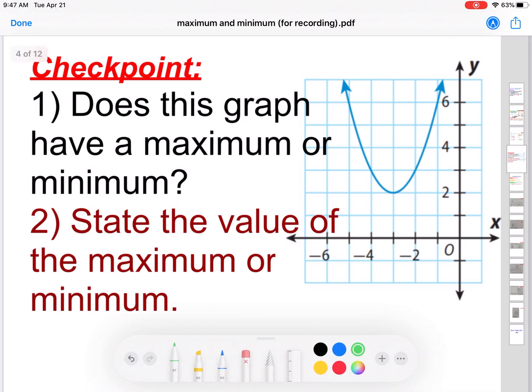Okay, so for this checkpoint question, number 1 says, does the graph have a maximum or a minimum? You should have answered minimum, because this point right here represents the lowest point on the graph. I can see here that the coordinates of this vertex would be (-3, 2). So for the second question, to find the value of the minimum, we take the y coordinate of our vertex, which would be 2, because +2 is the smallest y value that we see on our graph. So for number 1, you should have answered minimum. For number 2, you should have answered the number +2.